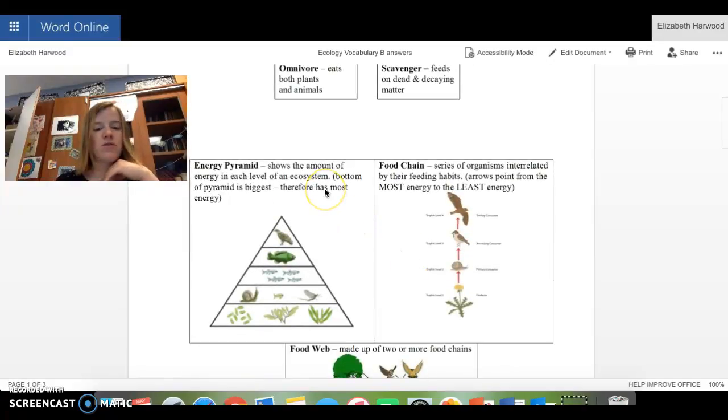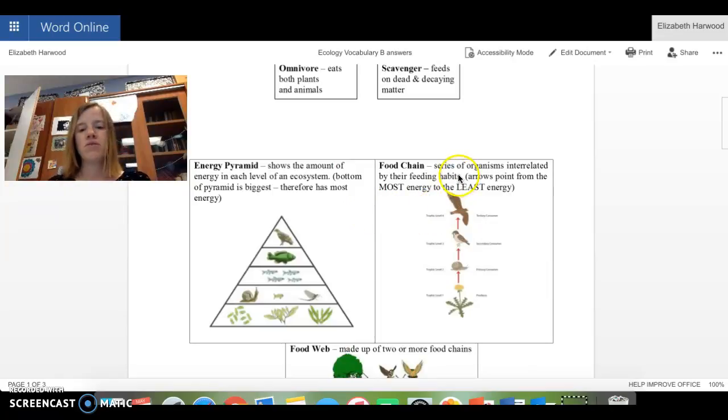Energy pyramid, this shows the amount of energy in each level of an ecosystem. So it's important to know that the bottom has the most energy and the top has the least. So the bottom is the biggest, it has the most. This is plants and algae, they collect energy right from the sun, so there's the most amount of energy in this level. So I do want you to write that down on here. In this area somewhere, the sun is the original source of energy for all of these things down here.